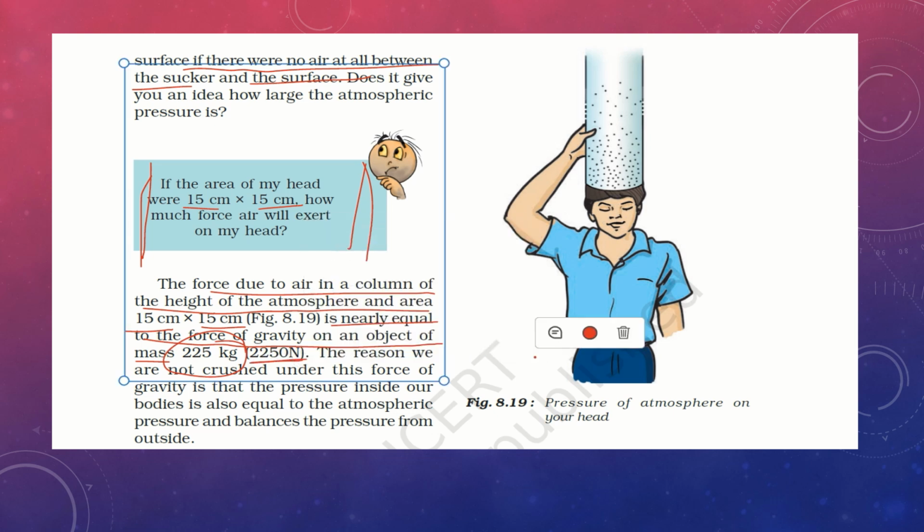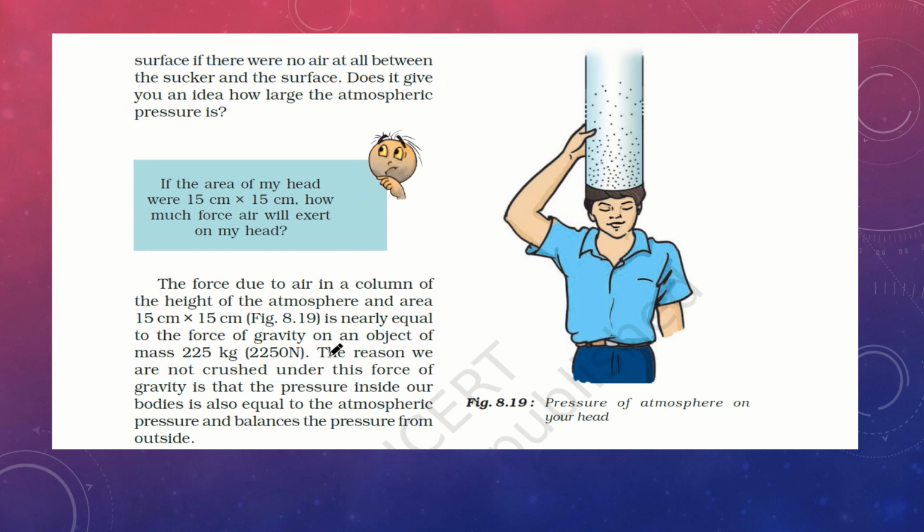Okay, so the reason we are not crushed under this force is that the pressure inside our bodies is also equal to the atmospheric pressure. The pressure inside our body is also this much, and this is balancing the pressure from outside. Is it clear? This is the reason why we are not crushed under this pressure. So you can see this is the atmospheric pressure. The pressure of the atmosphere on your head will be 2250 Newton or 225 kg, though we are not crushed because our body has equal pressure inside, which balances this kind of pressure.